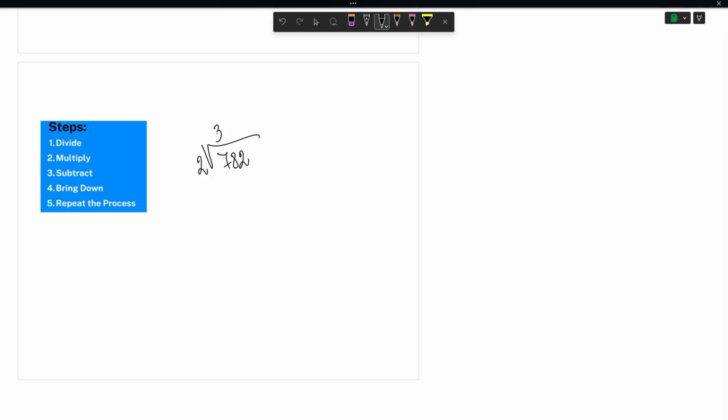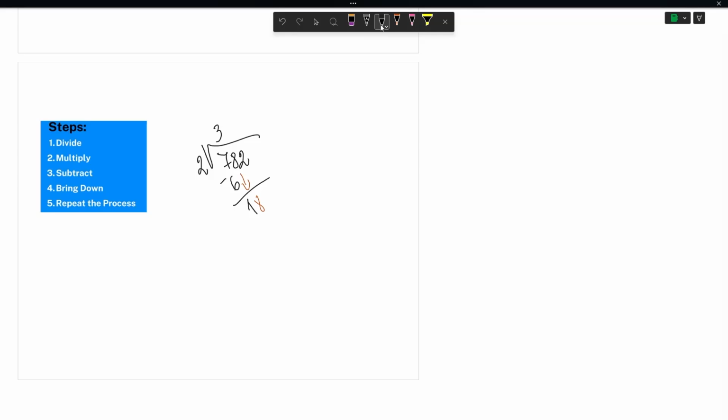3 times 2 is 6. So step 3 is after. It's subtract. So 7 minus 6 is 1. Then we have bring down. Our step 4, so bring down the next number, which is 8. And then repeat the process.